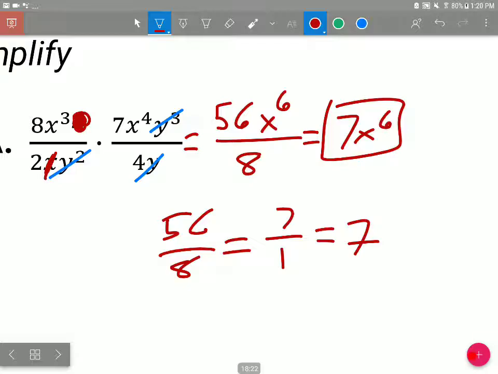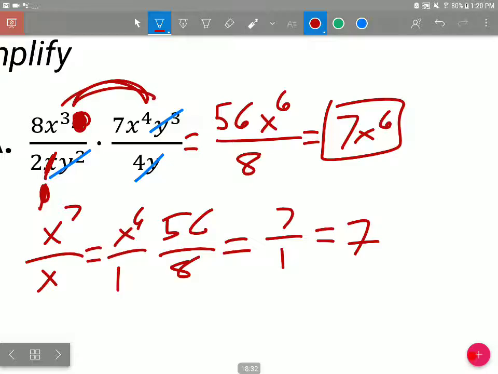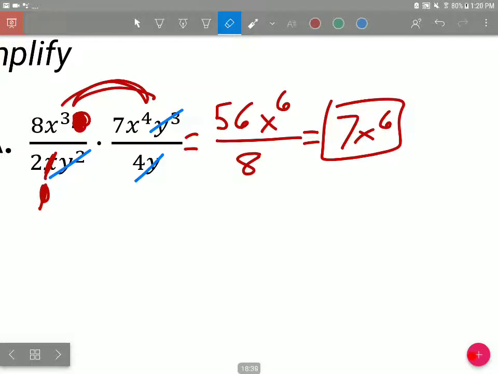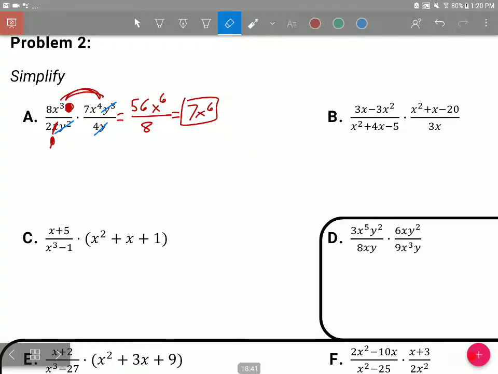I think it's 6. Because I had 7 of them up top, 3 and 4 make 7, and I had 1 of them on bottom, so that's an x to the 7th on top. Oh, so you just take out 1. Cool? All right, A, B, C. Do letter D. Skip down to letter D. It's the one that looks like this one. Knock it out real quick. Knock out letter D right fast.